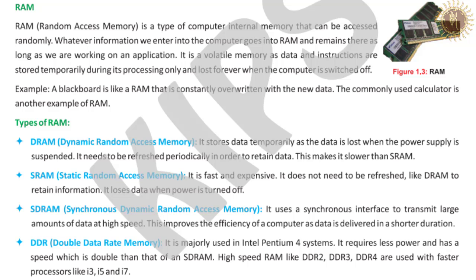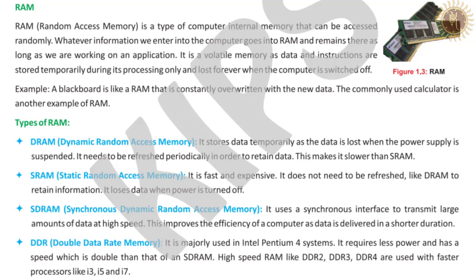SRAM, static random access memory. It is speedy and costly. It does not need to be refreshed, like DRAM, to hold data. It loses data when power is turned off. SDRAM, synchronous dynamic random access memory. It makes use of a synchronous interface to transmit large quantities of data at high speed. This improves the performance of a computer as data is delivered in a shorter period.